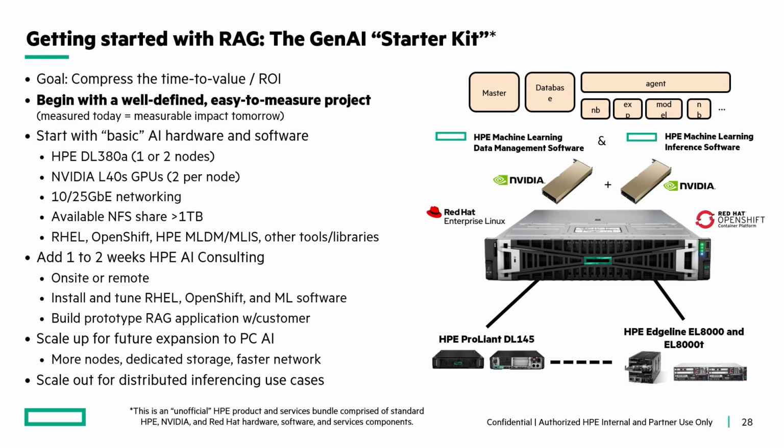More of the big nodes. In our case, we have some edge products: our Edgeline EL8000 and our new DL145, which is a highly tolerant edge server. Both of those work up to 55 degrees C. They're small, but very powerful platforms. So those are perfect as a complement to this. And they're not particularly expensive either.